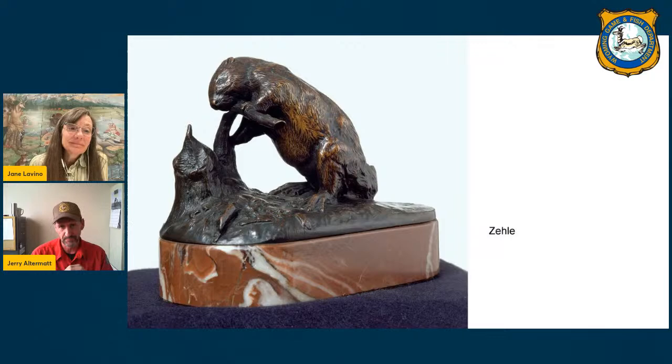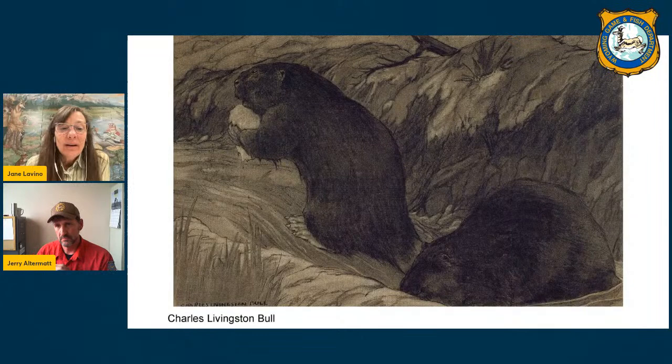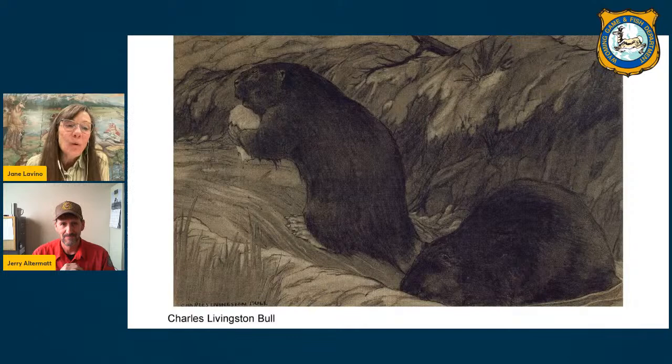Nice. Okay, so here's another work of art. This one is a drawing by Charles Livingston Bull, who was an illustrator. He illustrated books and magazines, and he loved to do animals. And here you can see there are two beavers. The one on the left is carrying something that we think probably is mud. And I'm going to let Jerry in just a second tell us why a beaver might be carrying a ball of mud in its front paws. You can see the nice rounded shape over the back of the beaver on the right.